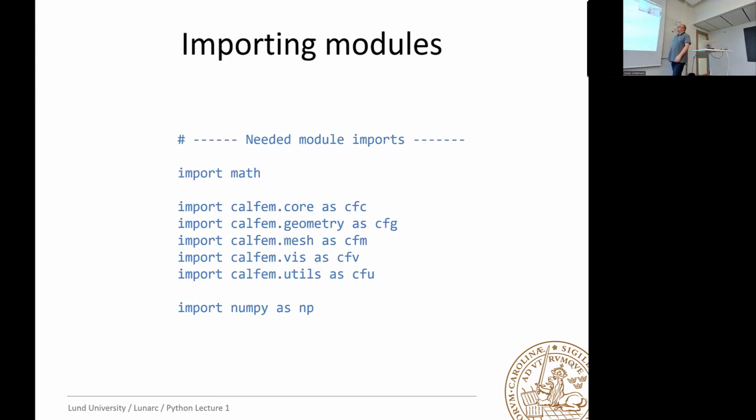So the first step we do is we need to import a little bit more modules than before. So we import the geometry here to be able to define geometry, and I prefix it with CFG for calfem.geometry, and we import calfem.mesh as CFM. Here we import calfem.vis_mpl as CFV. And then we import some utility functions here using CFU. And then of course we have NumPy.